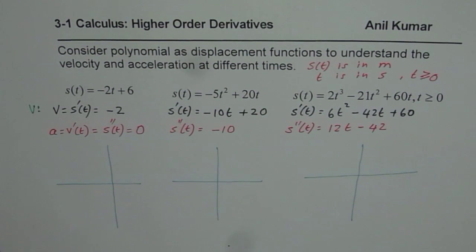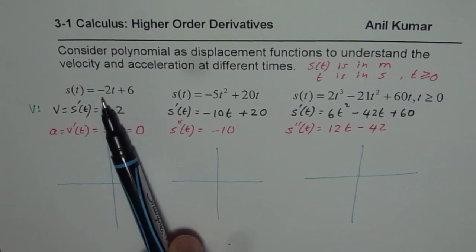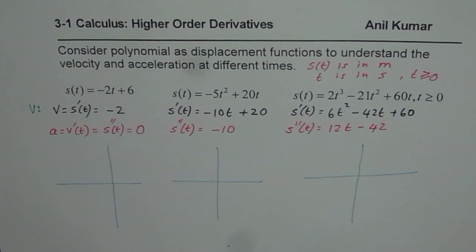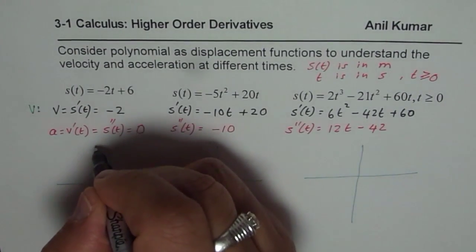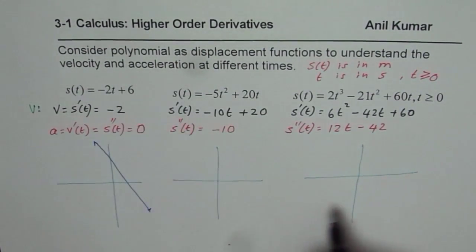And what do you notice from the graph? Figure it out, right? For example, this one is a linear function, minus 2t plus 6. If we sketch the graph of this function, it should look like a straight line, and that too dropping downwards, correct? A straight line dropping downwards, slope is minus 2, with a y-intercept of 6. This one is easy, so I'll do it for you. The others are more difficult, so I'll leave them for you.